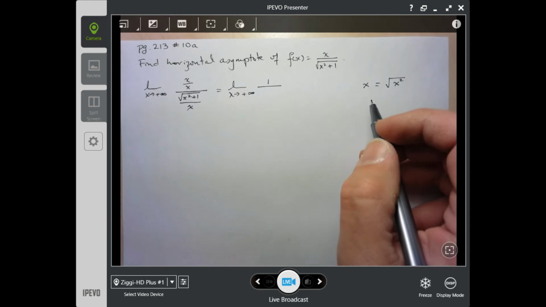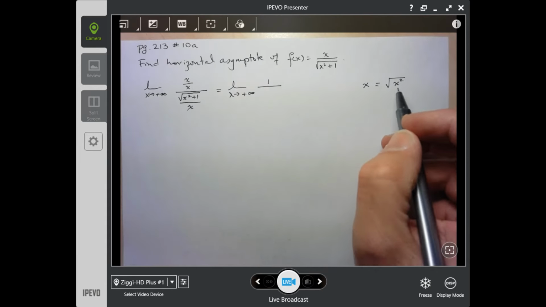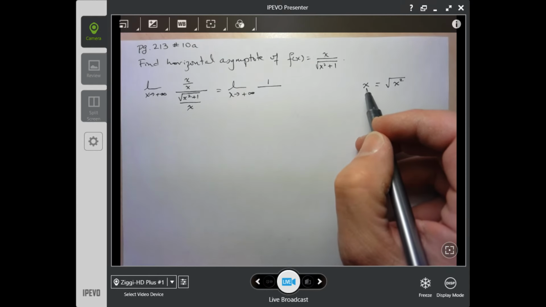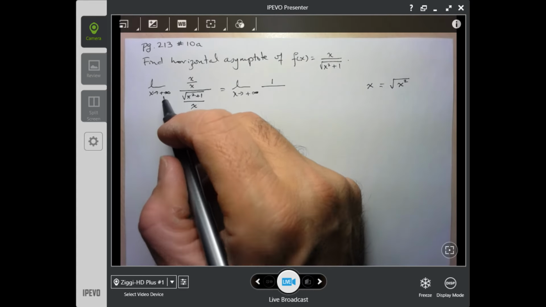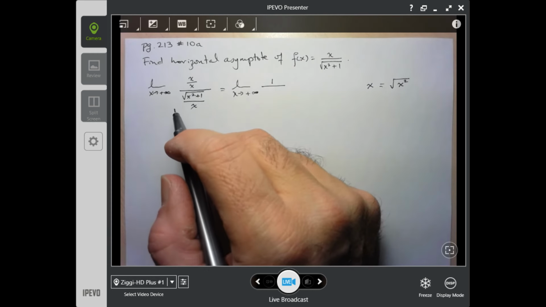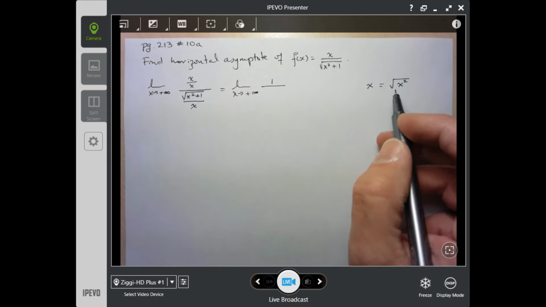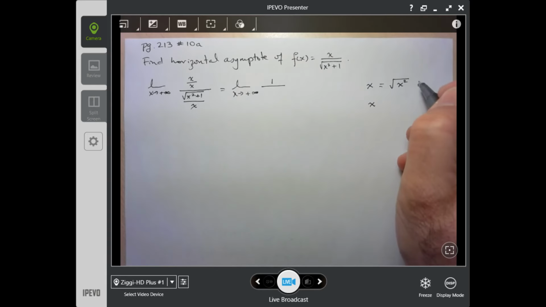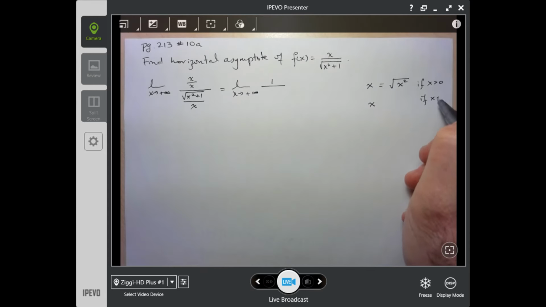Now there is one little issue here, because this works out perfectly well when x is positive. It's going to give me a positive number when I take the square root of x squared. So it works great when x is positive, which works for our scenario because we're looking at x approaching positive infinity. But what happens when we look at the other side, x approaching negative infinity? This is not going to work. However, this is if x is greater than 0. What can we do if x is less than 0?